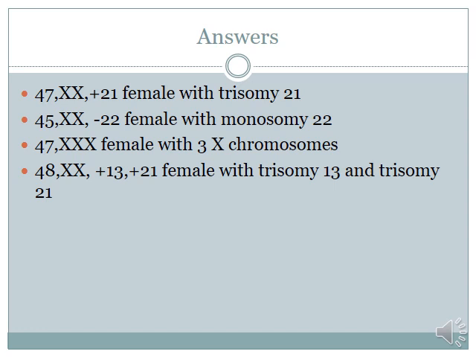The answers are 47XX plus 21 is a female with trisomy 21. 45XX minus 22 is a female with monosomy 22. 47XXX is a female with 3 X chromosomes. 48XX plus 13 plus 21 is a female with trisomy 13 and trisomy 21.